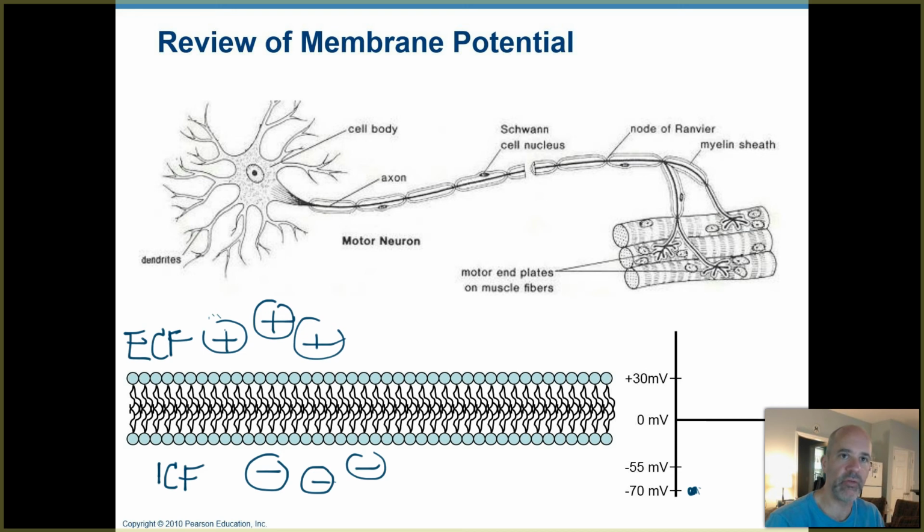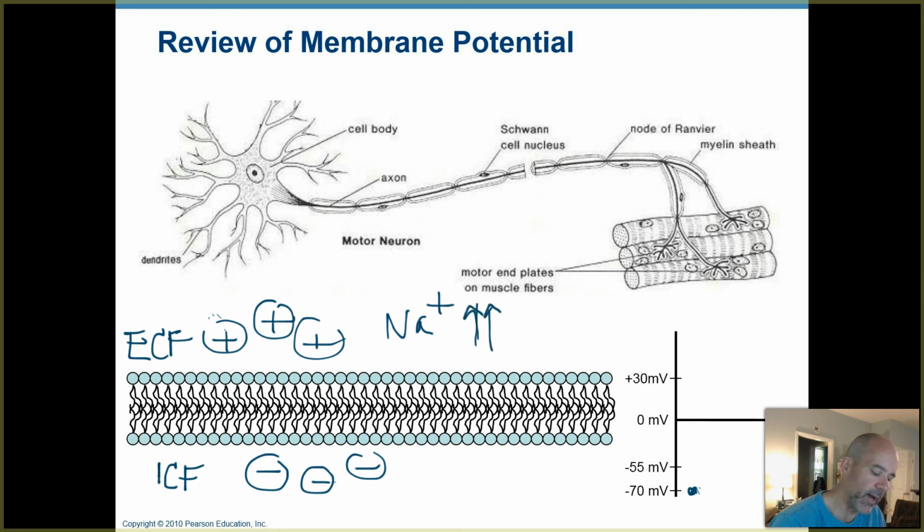Okay, so we talked about that on the last video lecture. We talked about how you have sodium leak channels and potassium leak channels, and then you've got these really important proteins called the sodium potassium pumps that help you maintain that resting membrane potential. Super, super critical. You would not be able to survive if your neurons were not able to do that.